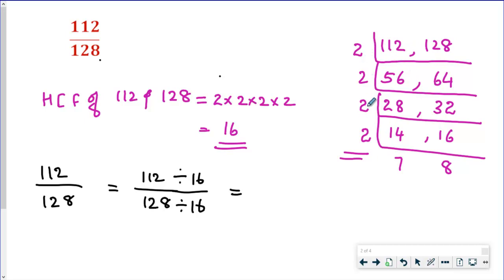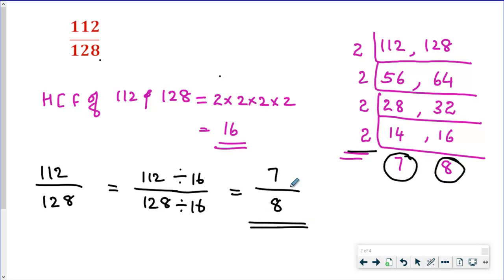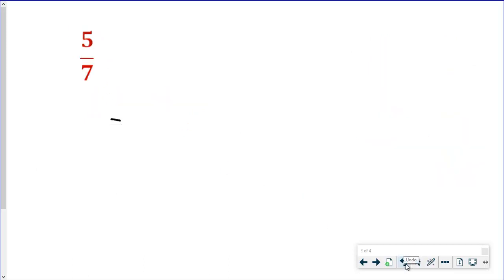Here 2, 4, 8, 16. So if you divide 112 by 16, our answer will be 7. So you can write 7 here. Now if you divide 128 by 16, our answer will be 8. So we can write that this is the lowest term of the given fraction 112 divided by 128.